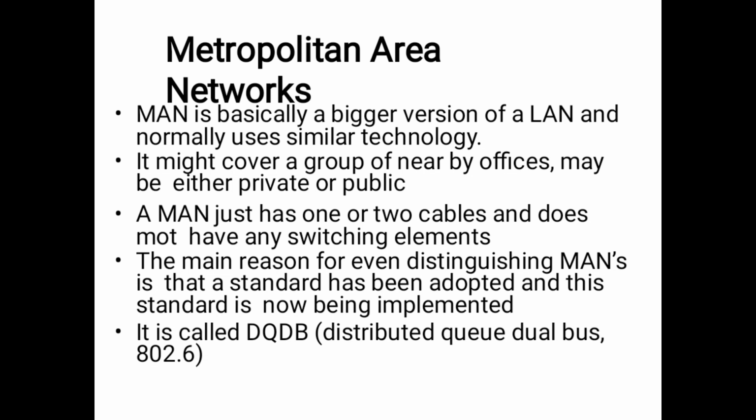Coming to the metropolitan area network. A MAN is basically a bigger version of a LAN and normally uses similar technology. It might cover a group of nearby offices, and may be either private or public. A MAN just has one or two cables and does not have any switching elements. The main reason for even distinguishing MANs is that a standard has been adopted and is now being implemented. It is called DQDB, Distributed Queue Dual Bus, or 802.6.